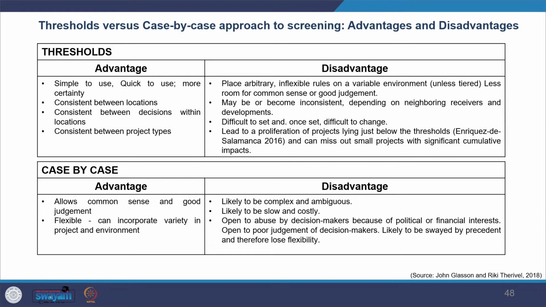But we also see there are certain disadvantages, like it places arbitrary inflexible rules on variables, like what other aspect might be, and it might become inconsistent, like depending on the receiver's capacity. It is difficult to set and onset, difficult to change the list, and it also leads to proliferation of the projects lying just below the threshold. So a lot of projects might come which may just touch the border case and would escape the entire EIA process.